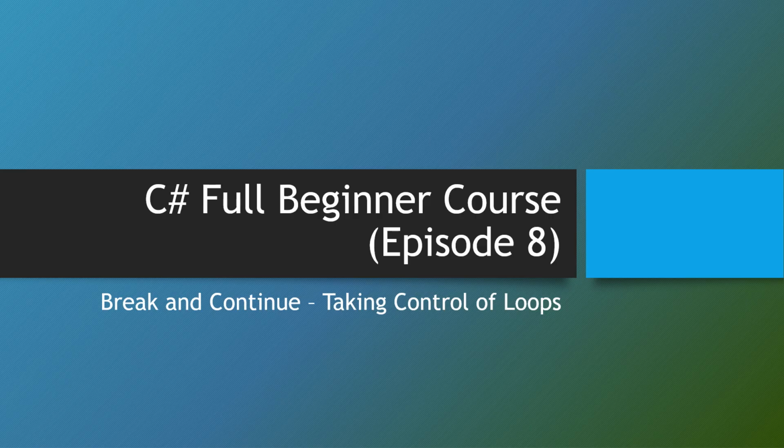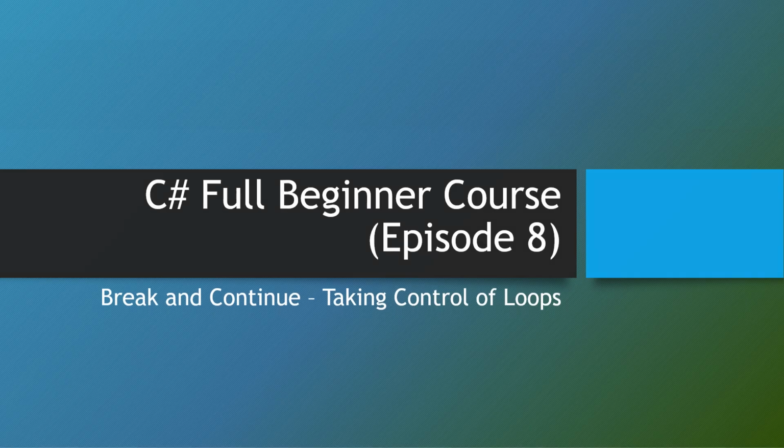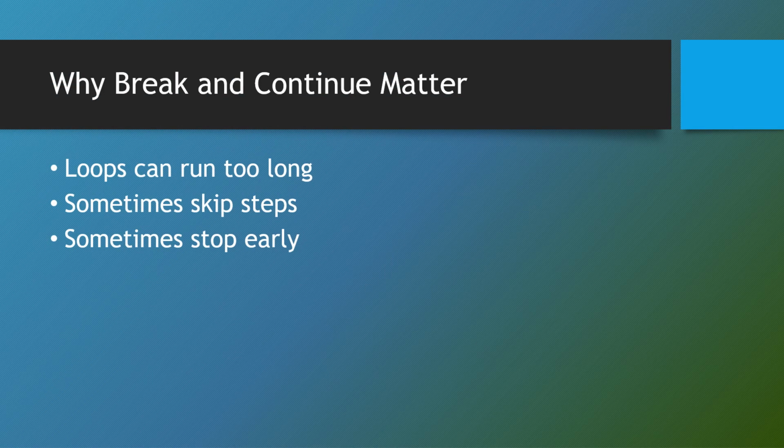Welcome back to the C# Full Beginner course. In the last episode, you learned how loops repeat code automatically using while loops and for loops. But loops alone aren't enough. Sometimes you want to stop a loop early. Sometimes you want to skip just one step and keep going. That's where break and continue come in. Once you understand these two keywords, your loops will behave exactly how you want them to.